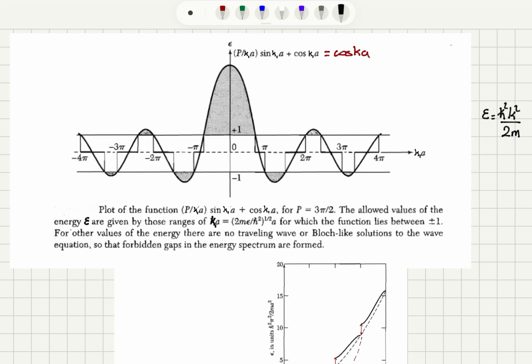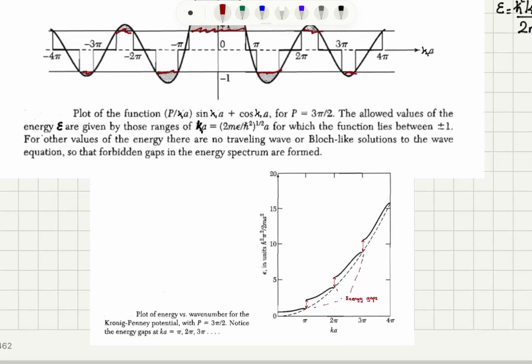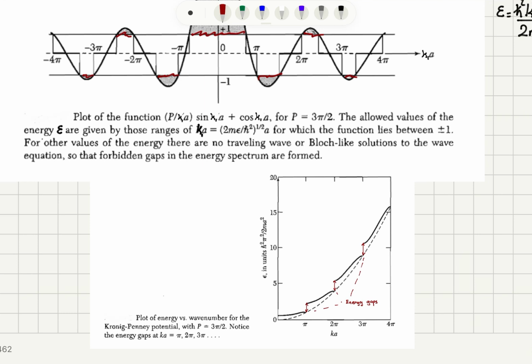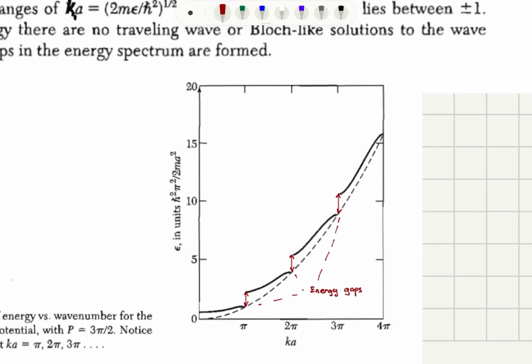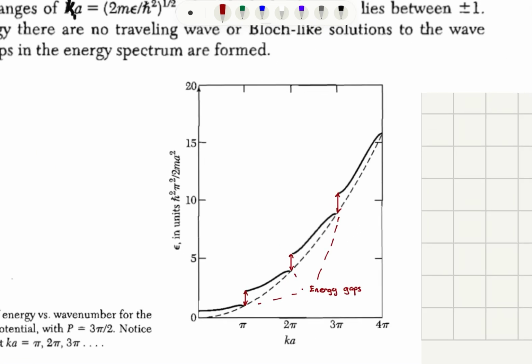where this solution exceeds +1 and -1, so they will be excluded from the solution, which means that not all K1 values are allowed. K1 values, for example, that are in this range are not allowed, in this range are not allowed, and so on. This is an interesting result, and the corresponding energy, which is h bar square k square over 2m, will have these gaps in the solution.